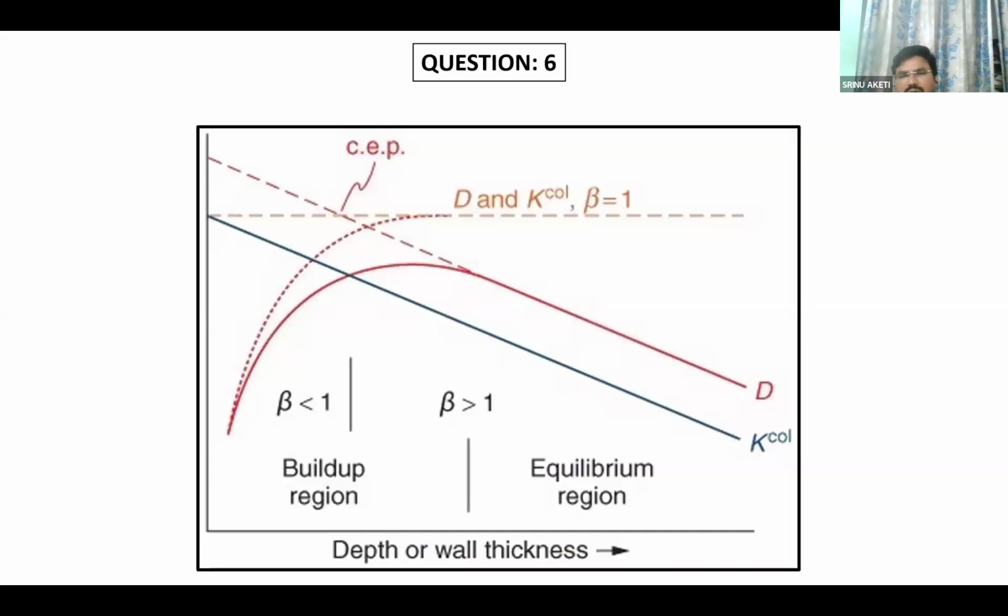Can you say something about this graph, madam? Yes, sir. We can see here there are two red lines, sir. One is the graph for the kerma, kinetic energy released per unit mass, and one is for the absorbed dose, sir. So in the red bent graph, we can see here the build-up region, sir. It happens mainly with the photon, sir.